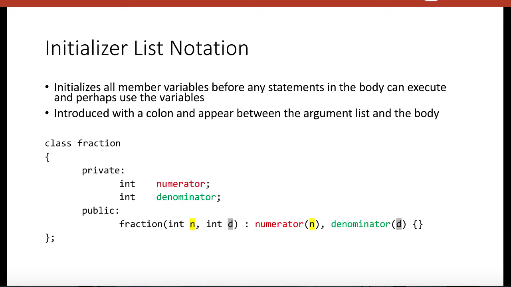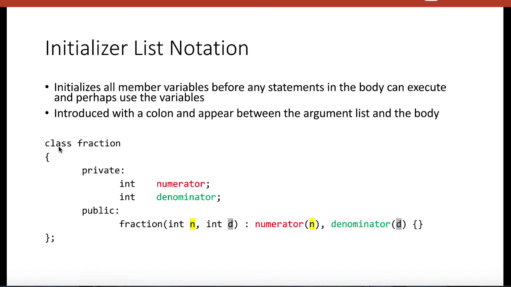We touched on initializer lists in the constructors video, but now we're going to jump a little deeper into the topic. Initializer lists initialize all member variables before any statements in the body can execute and perhaps use the variables. They're introduced with a colon and appear between the argument list and the body. So let's take a look at this.